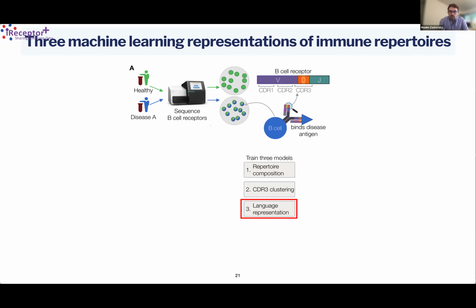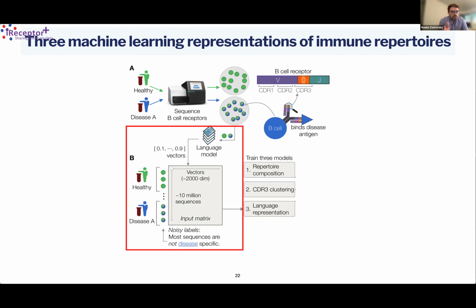So we use the language model to transform each amino acid sequence, I'm talking the CDR1, CDR2, CDR3 sequences, into a numerical vector. And you can make a matrix of sequences and their vectors. Here, each sequence is described by those 2,000 numbers that come out of UniRep. And this is your new training data.